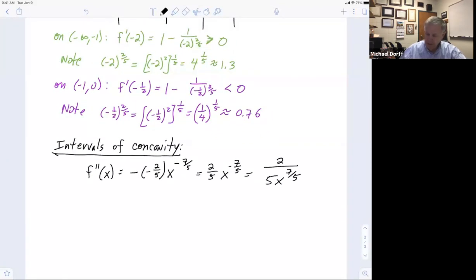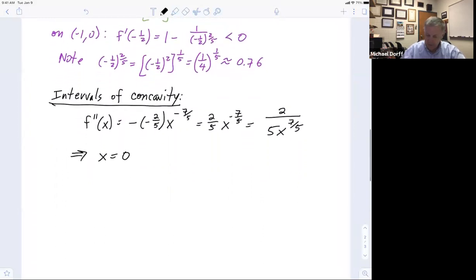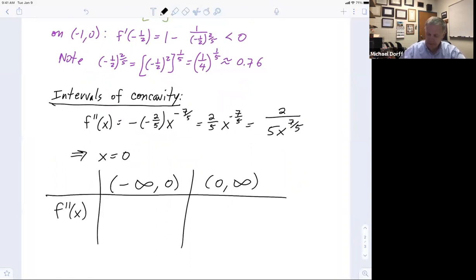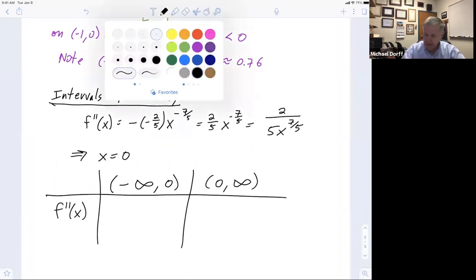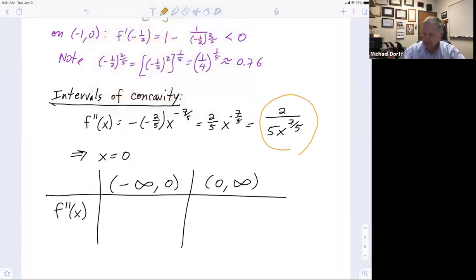Okay, when is that equal to 0 or not defined? That's going to happen when x equals 0. So I just have two intervals to look at for concavity: negative infinity to 0 and 0 to infinity. And I'm going to look at the second derivative of that. Again, in my function here, 2 over 5 x to the 7/5, I can never get 0 in the numerator because I have a 2 there, but in the denominator I can get 0 when x is equal to 0. That's why we have x equals 0 as a point to look at.